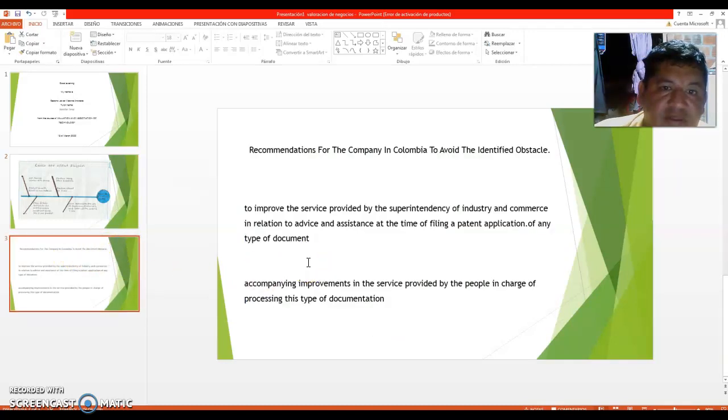Recommendation for the company in Colombia to avoid the identity obstacles and improve the service provided by the Superintendent of Industry and Commerce. In relation to this, I insist that at the time of filing a patent application, any type of accompanying document needs improvements in the service provided by the people in charge of processing this type of document.